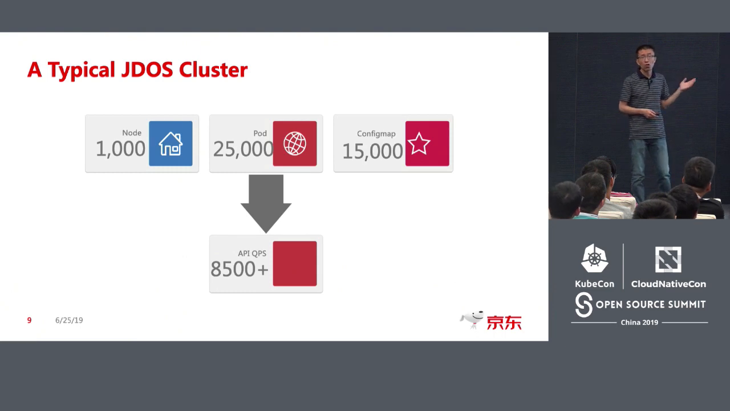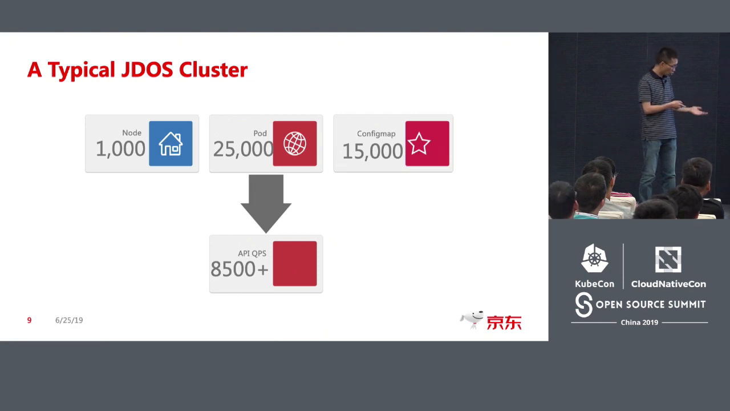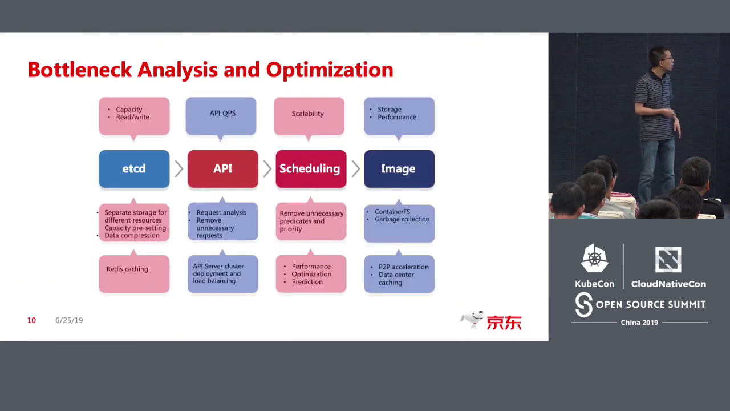I will first talk about the bottlenecks we may encounter. I will give a relatively large-scale application as an example: we have 1,000 nodes, 25,000 pods and 15,000 config maps. I would say this data may be somewhat old-fashioned. I did not update it in time, but we can still find some bottlenecks.